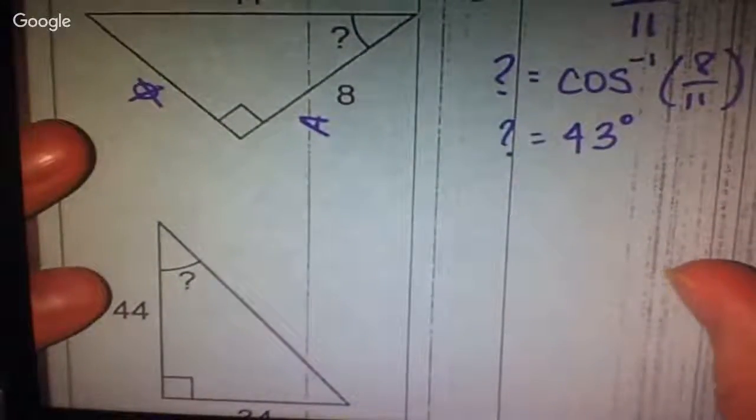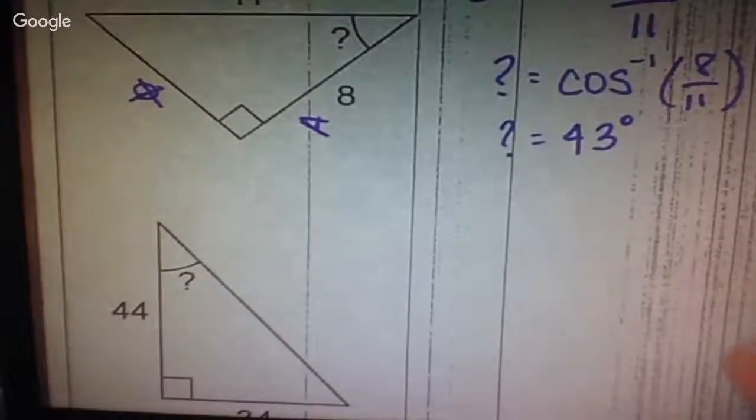And you're done. I think solving for an angle is a lot easier than a side. We don't use the decimals. It depends on what they tell you to round it to. We'll just go to the degree here.